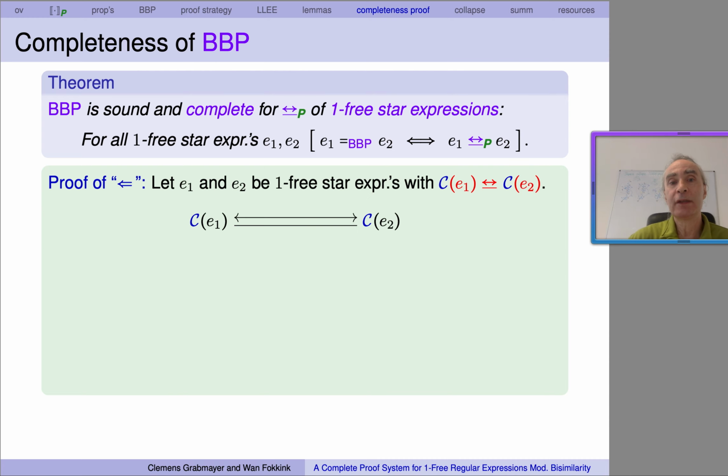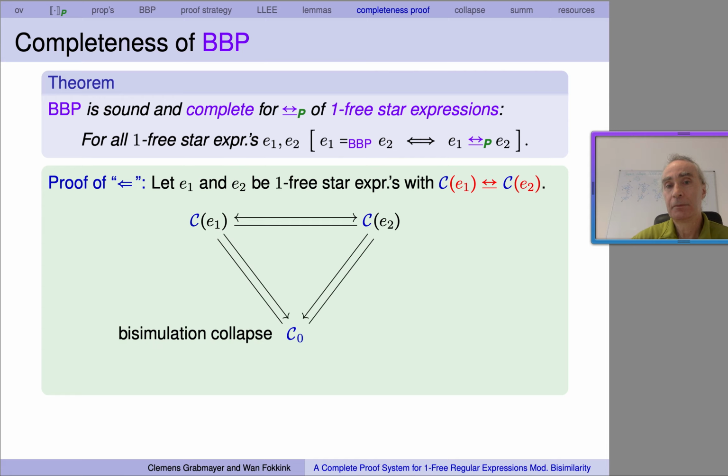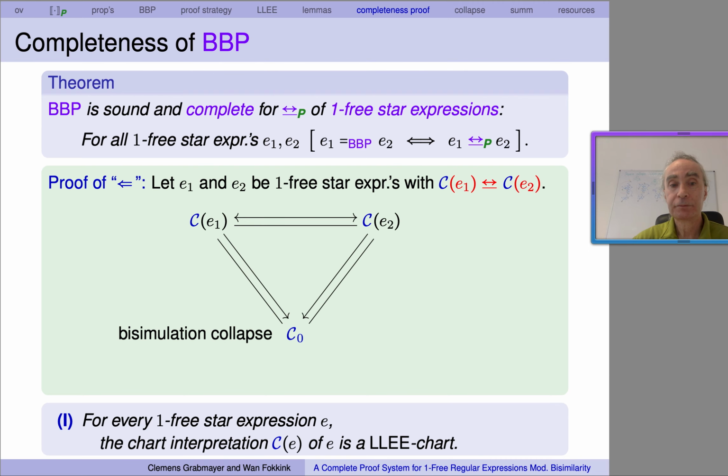Let's assume that E1 and E2 are one-free star expressions with bisimilar chart interpretations. Then it is the case that these have the same bisimulation collapse. And importantly, there are functional bisimulations from C of E1 and C of E2 to the bisimulation collapse C0. This will be important in a second.